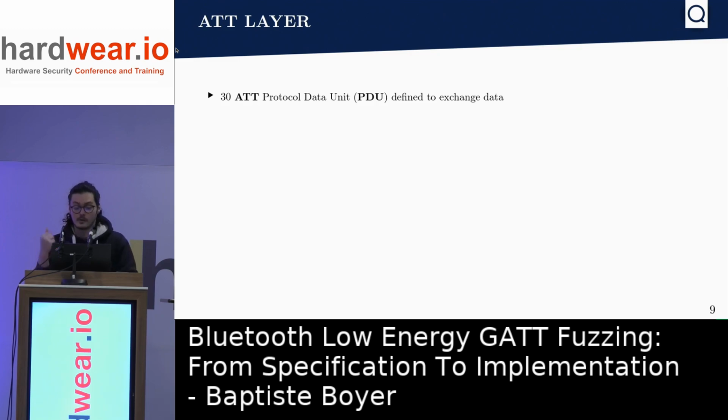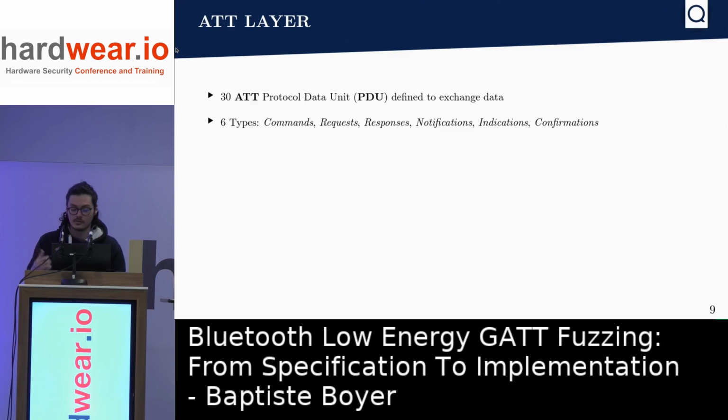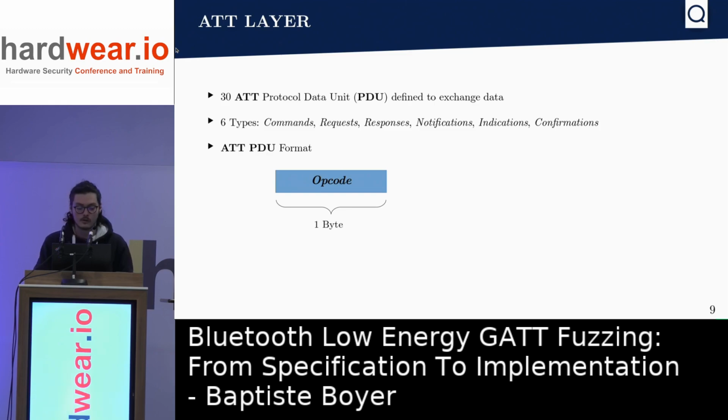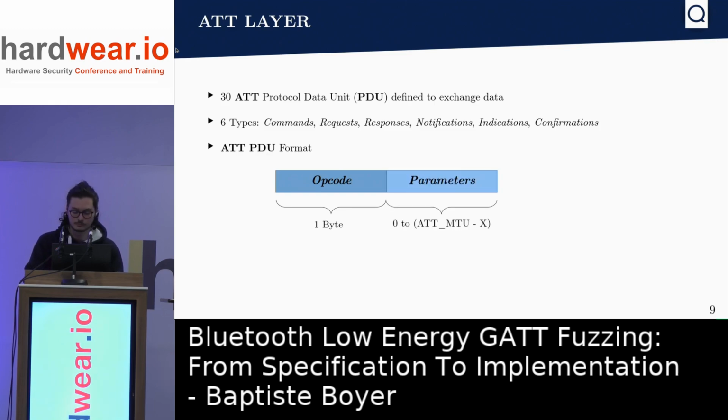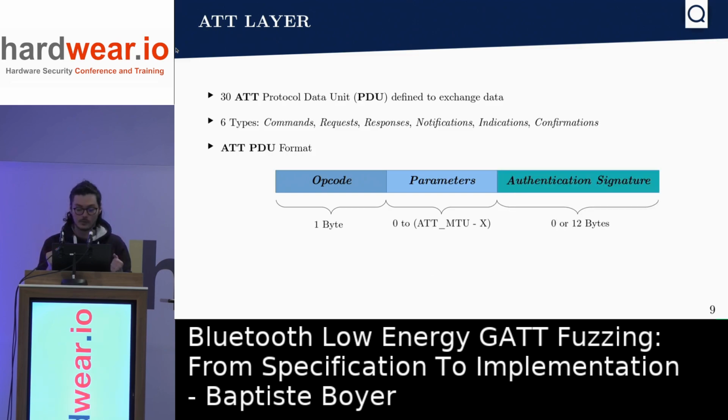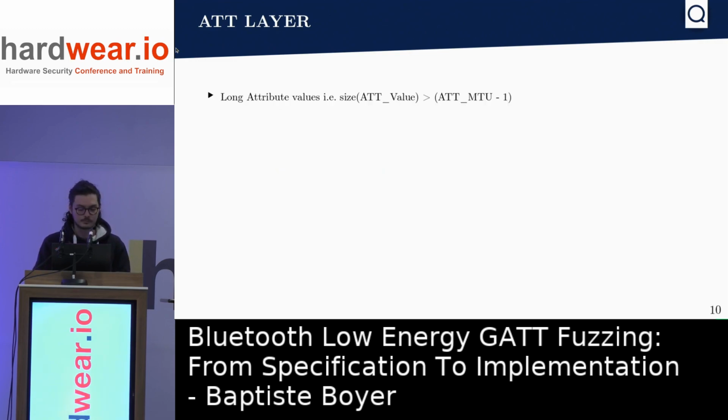Also, the ATT layer defines 30 PDUs, ATT PDUs, PDU for protocol data unit, to exchange data. There are 6 types of ATT PDUs: commands, requests, responses, notifications, indications, and confirmations. And here is the format of a PDU. A PDU starts with an opcode. Then it has a set of parameters. And then it has an optional field, which is the authentication signature.